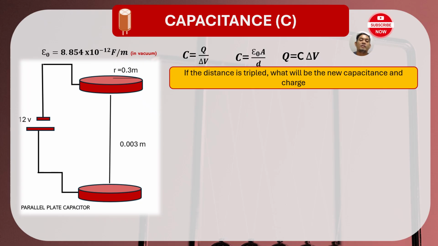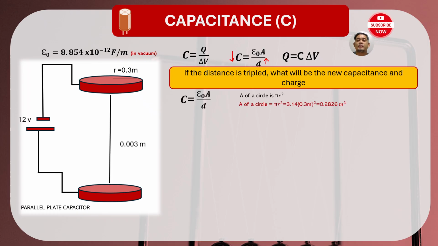Next question is, if the distance is tripled, what will be the new capacitance and the charge? We all know if we separate our plates away from each other to a longer distance, our capacitance will become lower. So let's try to compare it later. Still, we will be using this formula.